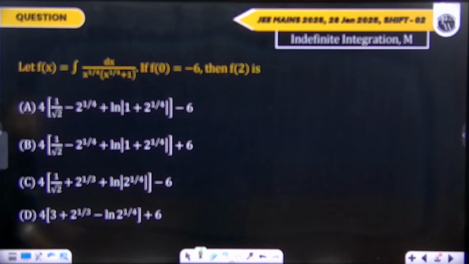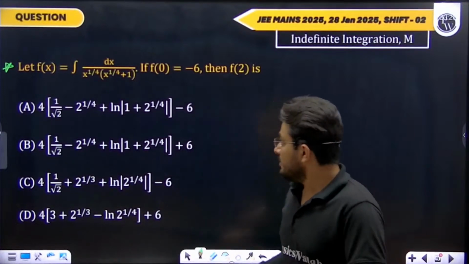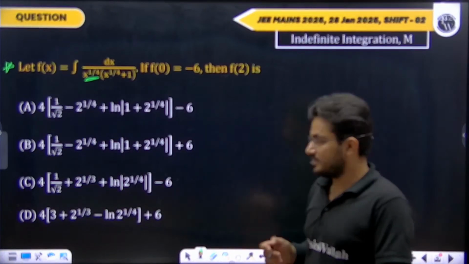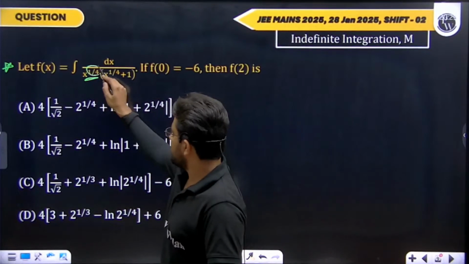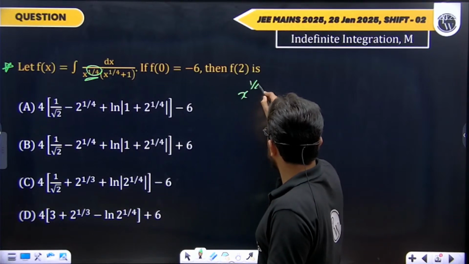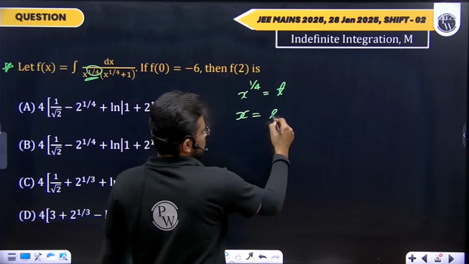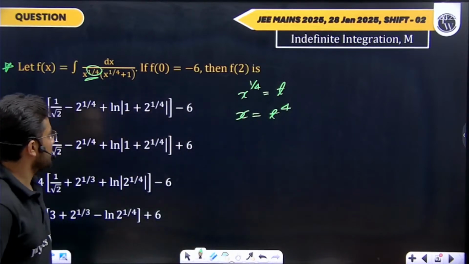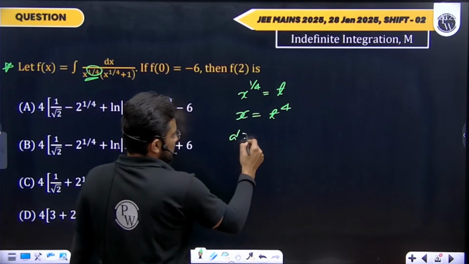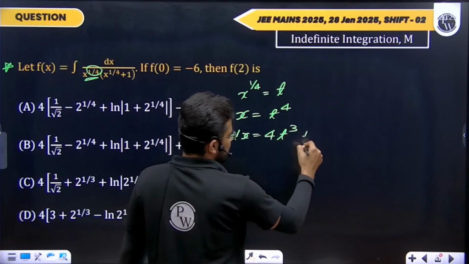Hello students, this question is from the integration chapter. In the integration chapter, in every question in which we get the power in fraction, we have to remove the fraction power. So we will take x raised to 1 by 4 as t. So x equals t raised to 4. We have to substitute these values. So dx will be, differentiating both sides, 4t cube dt.